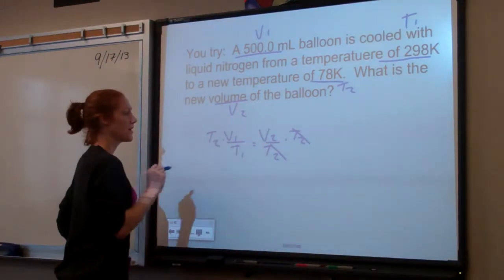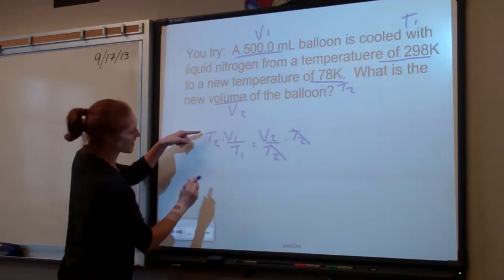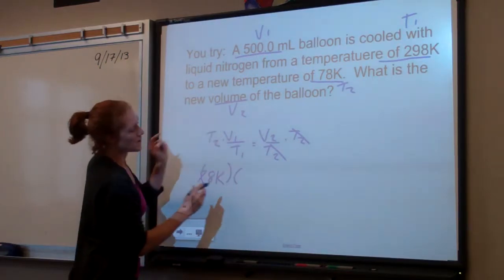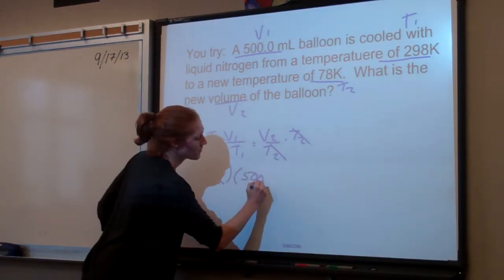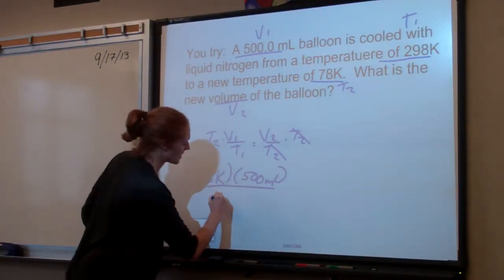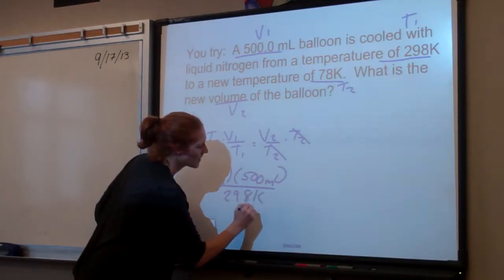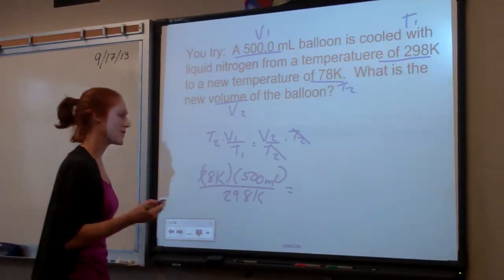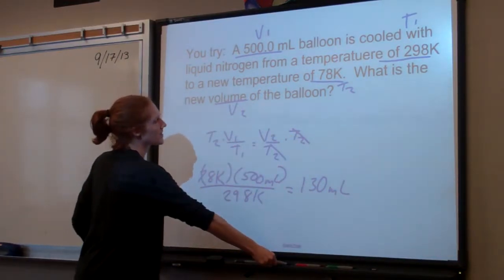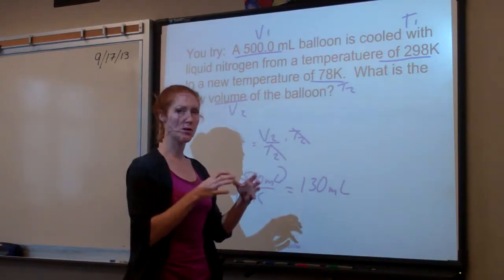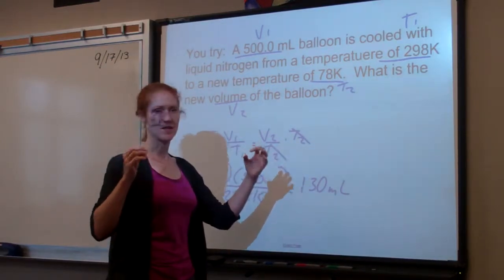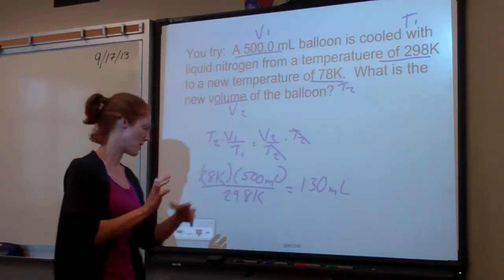V2 is by itself. So that means V2 is equal to that second temperature, that was 78 Kelvin, times the first volume, that's 500 milliliters, all divided by the initial temperature, which was 298 Kelvin. And I remember doing that one, and it was 130 milliliters. And it makes sense, because the temperature is getting lower, particles are pushing less, so they're pushing the walls of the container out less. So as the particles slow down, the volume gets smaller.